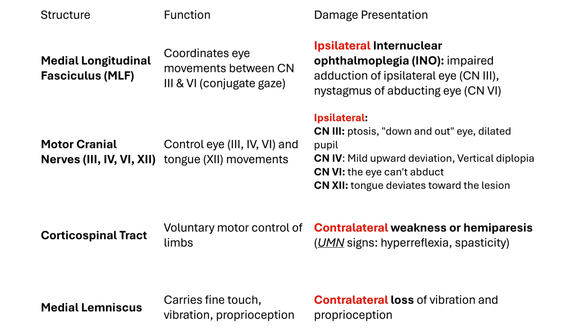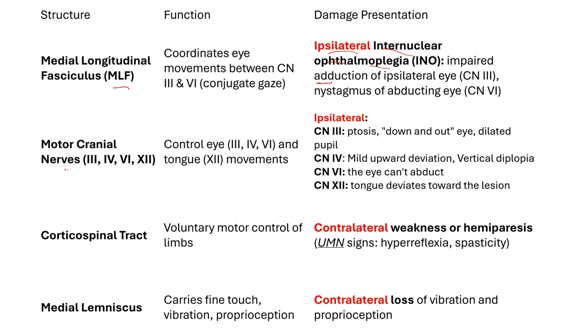Now, here are the primary functions, as well as what happens when these tracts are damaged. The MLF, as we've already mentioned, will cause something known as internuclear ophthalmoplegia, or INO. This will happen on the ipsilateral, or on the same side that the lesion is damaged. What happens here is you have the inability to adduct the ipsilateral eye. So whatever side the MLF is damaged on, let's say the left side, then the left side cannot adduct. It cannot go towards your nose.